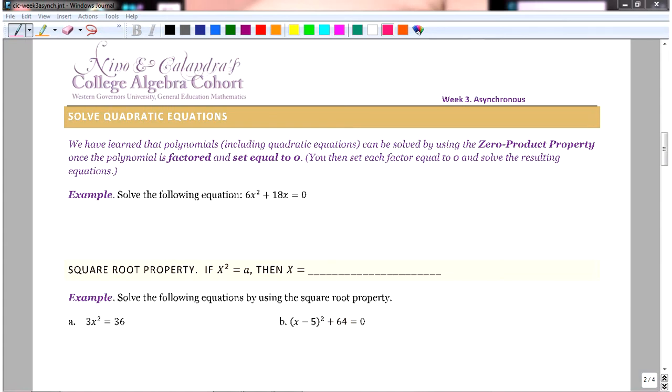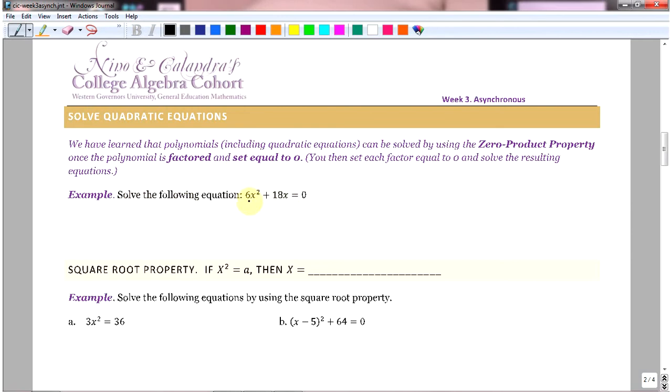Next, we want to look at how to solve quadratic equations. We have already learned that polynomials, including quadratic equations, can be solved using the zero product property once the polynomial is factored and set equal to 0. You would then just set each of the factors equal to 0 and solve the resulting equations. So for this example, we want to solve this equation.